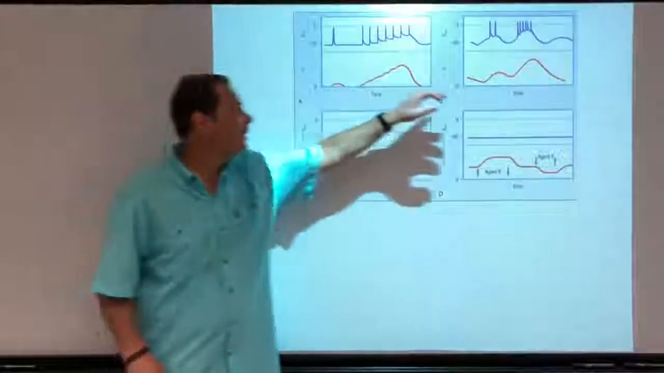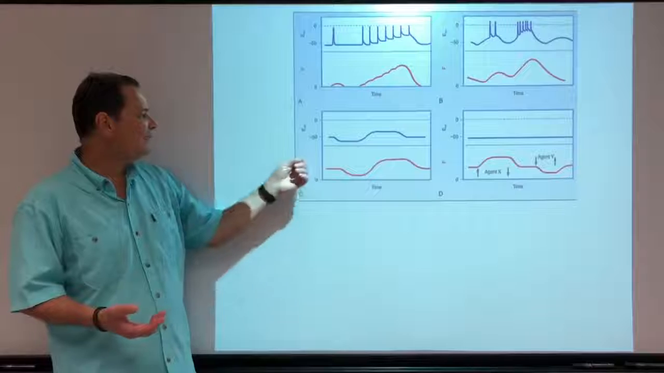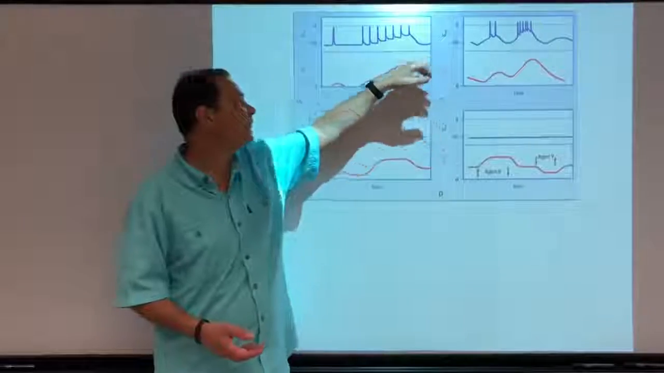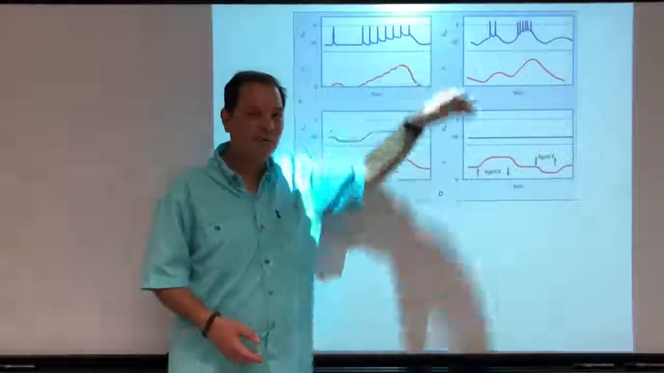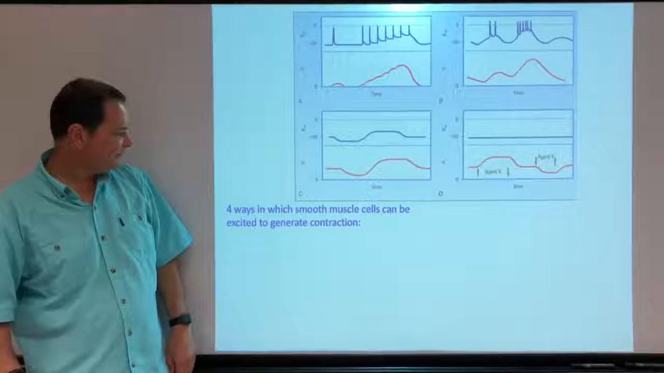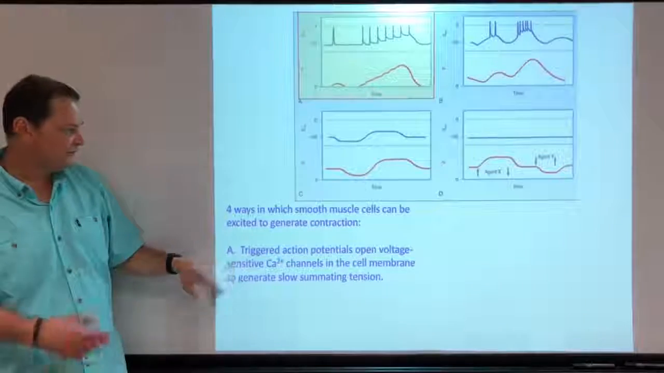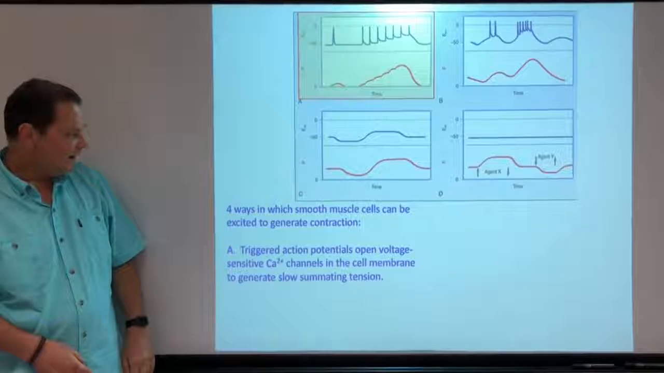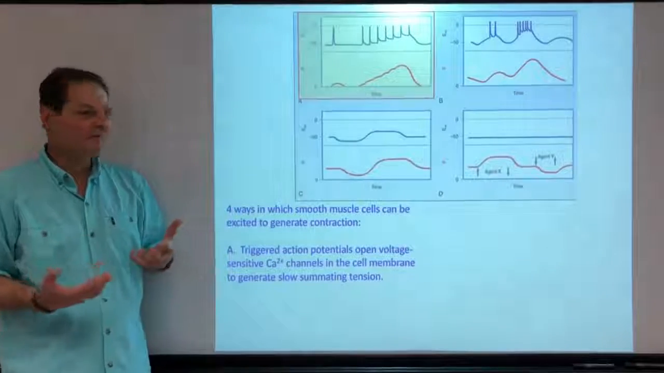So here are 4 kinds of smooth muscle where you're getting a contractile response, an increase in force F, often in response to a change in the voltage across the cell membrane, okay? Or at least that voltage is shown to correlate with the response. So here are our 4 ways. In A, we have triggered action potentials, sort of like the pacemaker activity that I showed you in the previous figure. And these open voltage-sensitive calcium channels, which means calcium comes in and causes an increase in force.